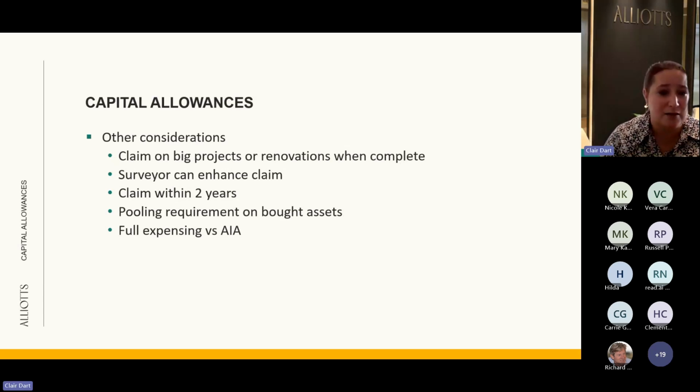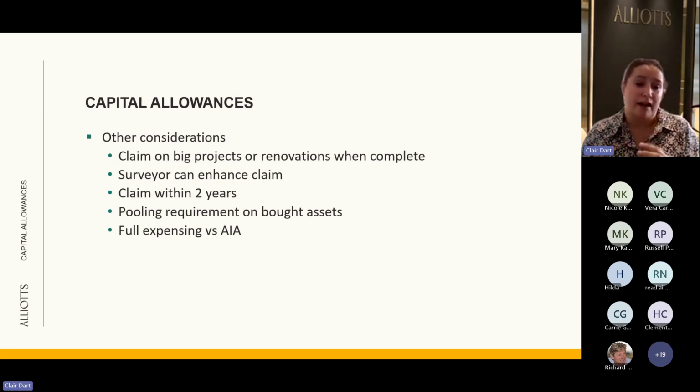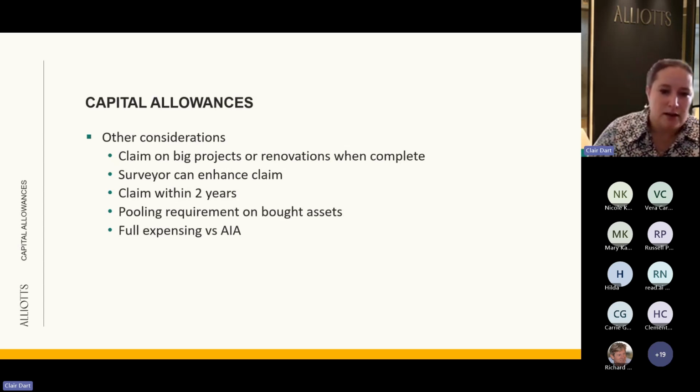But if you want to get a better claim or enhanced claim, we work with our surveyor who can attribute even some of the professional costs, which wouldn't ordinarily be allowable on their own, into part of that claim. So it adds to the value of the claim and allows you to claim a much greater proportion of those costs. As with R&D, capital allowances claims have to be made within 2 years. And when you acquire an asset or a pool of assets from another company, there's also this pooling requirement on any assets by the previous owner. So care has to really be taken when assets are changing hands to make sure the capital allowances position has been resolved.